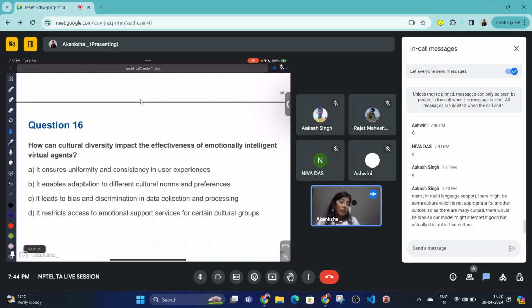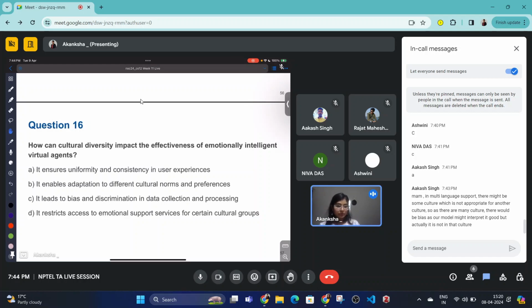Okay, how can cultural diversity impact the effectiveness of emotionally intelligent virtual agents? Yeah, so Akash is saying that in multi-language support there might be some culture which is not appropriate for other culture. So as there are many cultures, there would be bias as our model might interpret it as good, but actually it's not in that culture.